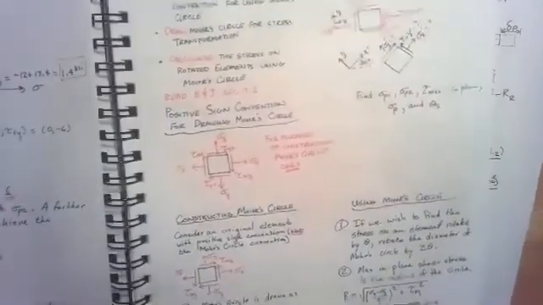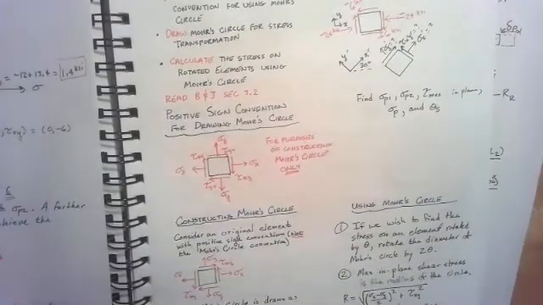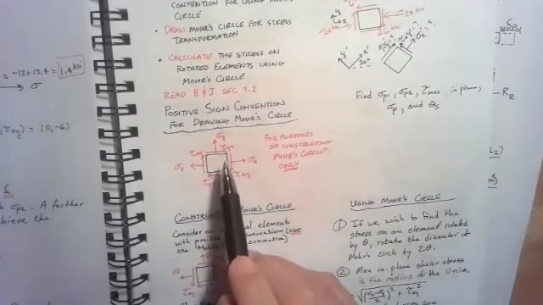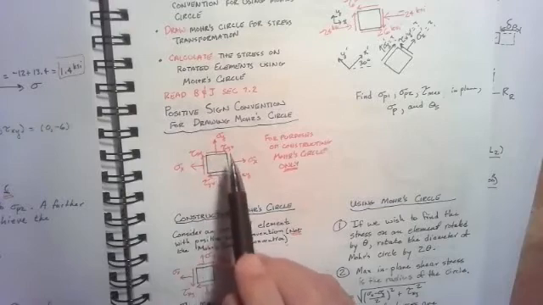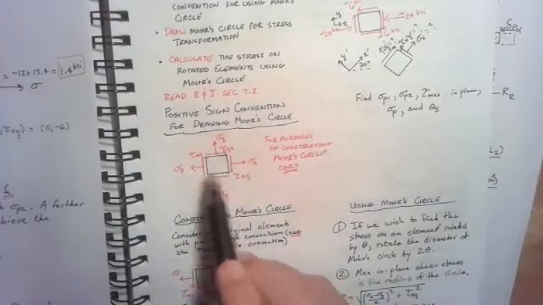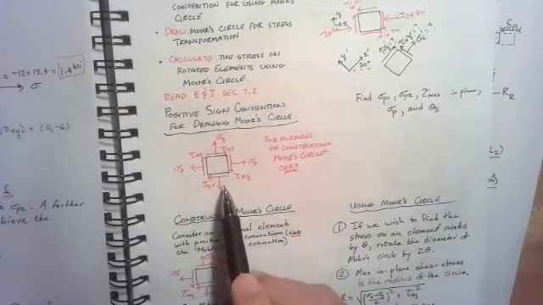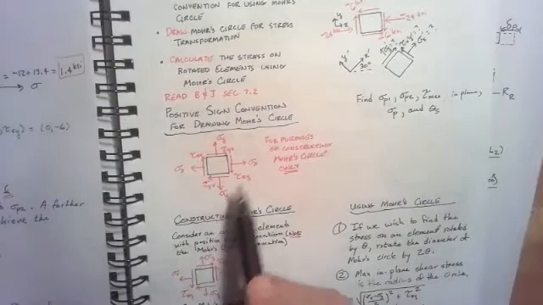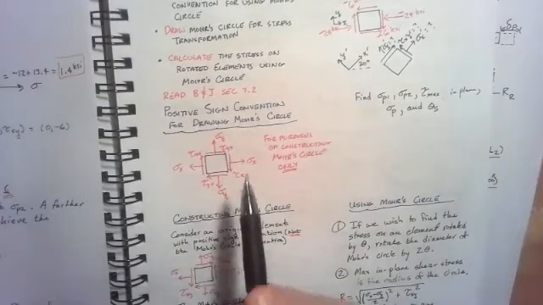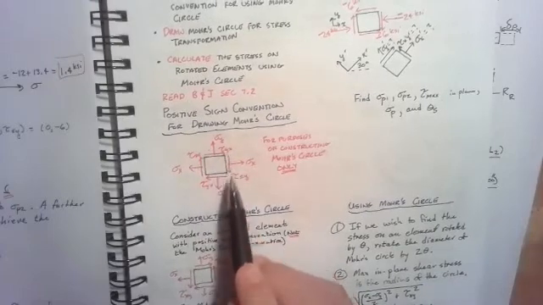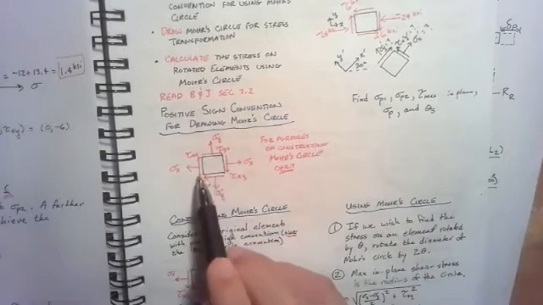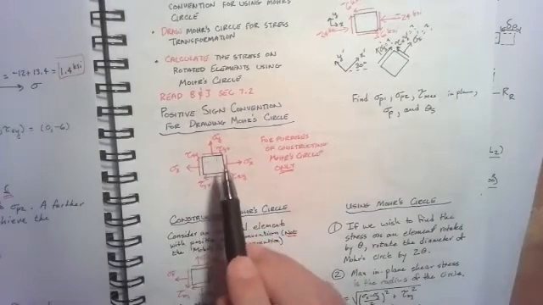Let's talk about the positive sign convention for using Mohr's Circle. This is different from the positive sign convention for a stress element. You'll notice that, like the positive sign convention on stress elements, these sigmas are all positive in the tensile sense. However, taus are only positive when they spin the element in a clockwise fashion.